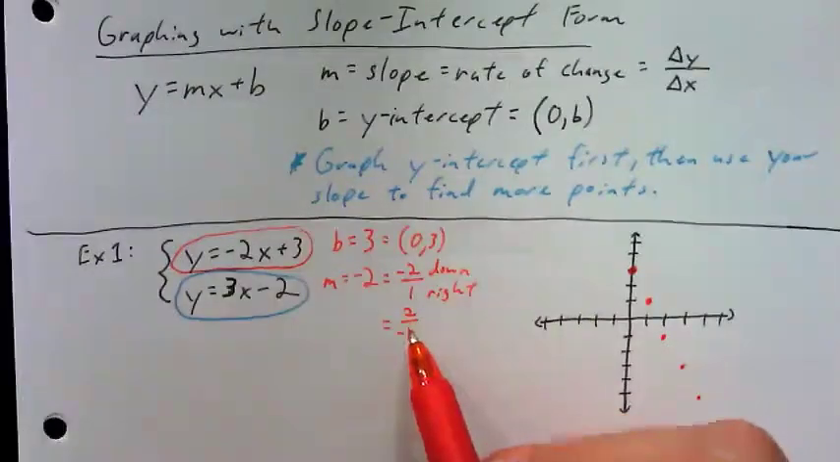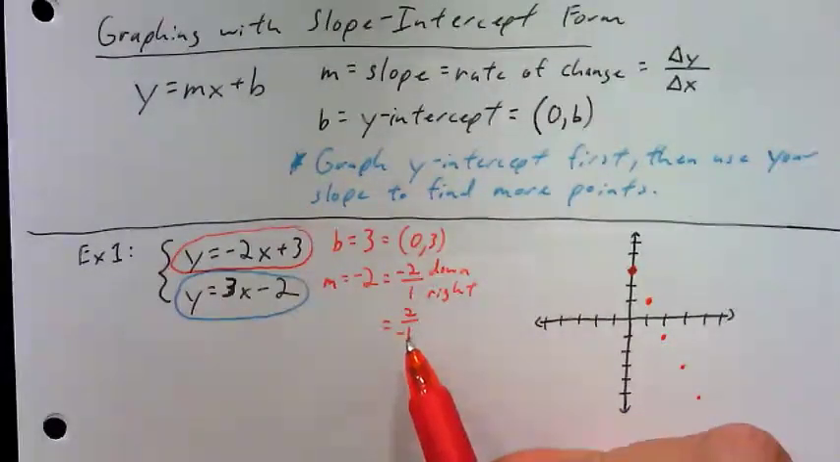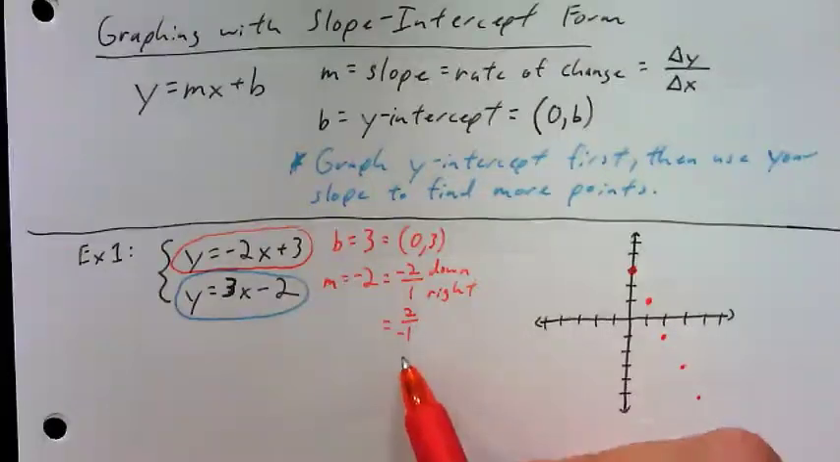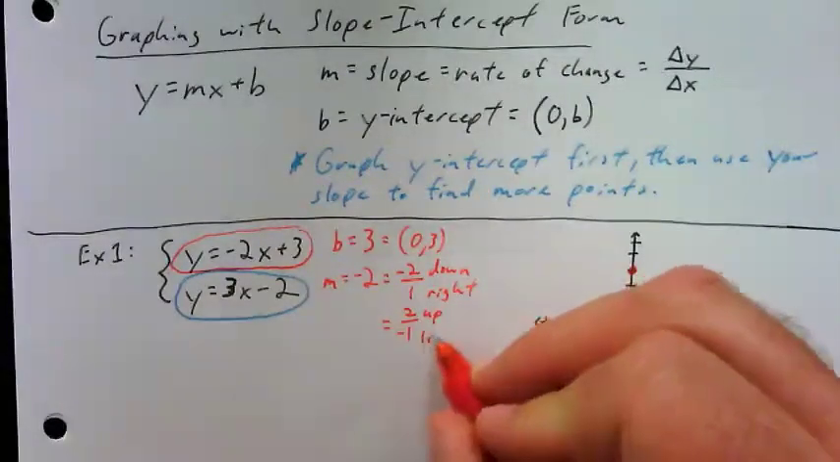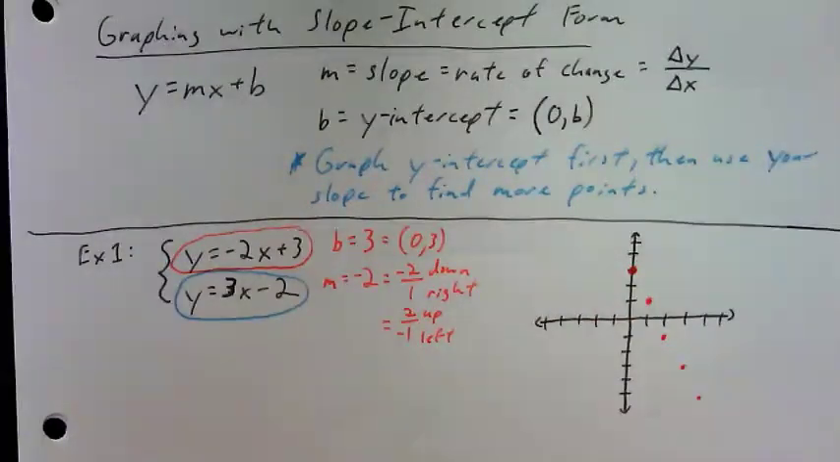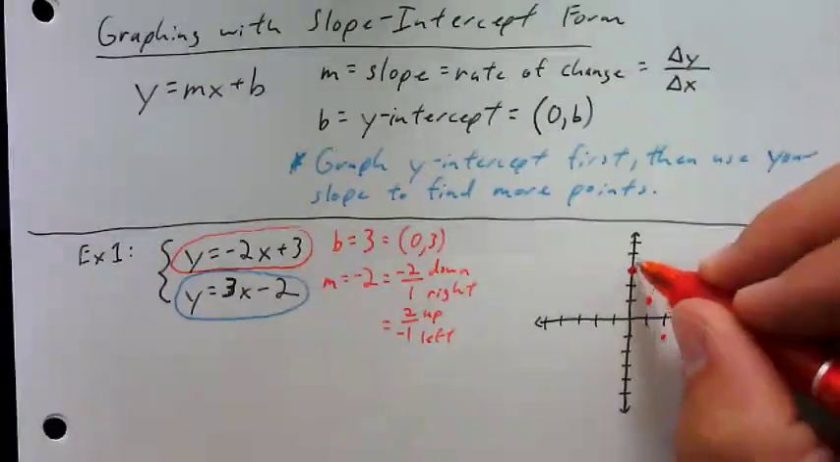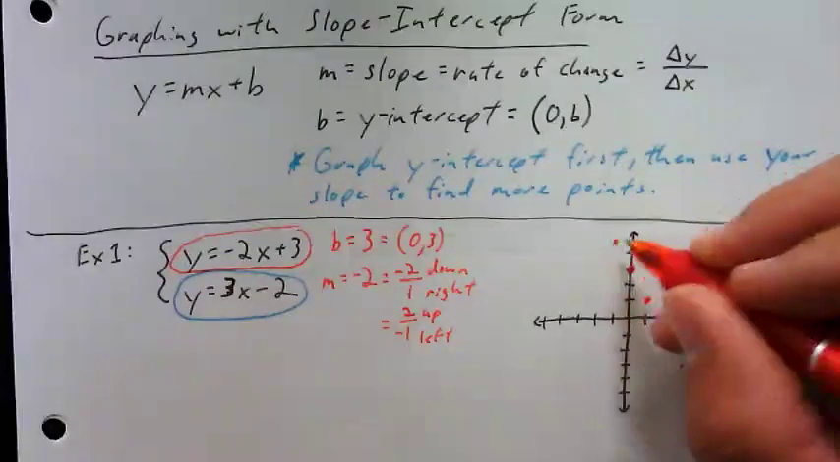Now, I wrote it the other way as well because we could also go backwards. If we put the negative on the bottom instead, this would now be telling us up and to the left. So again, we can do the slope backwards. Go up 2 and to the left 1.